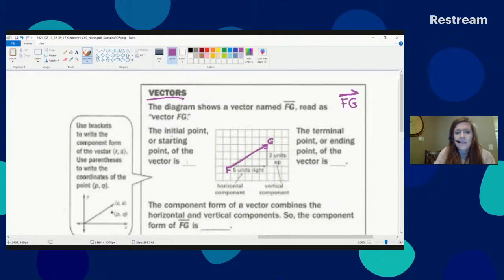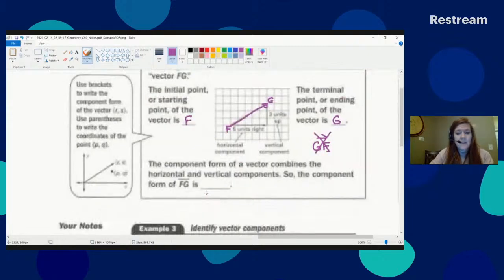So you'll see here it says the initial point, or the starting point of the vector, is F, and the terminal point, or the ending point, is G. So it starts at F and goes to G because that's the way the arrow is pointing. The point of writing those in is that you could not name this vector GF. That's a no-no, because it's not starting at G and going to F, it's starting at F and going to G. Just like a ray, you have to always start at the initial point and go toward the arrow. So that's pretty straightforward. Okay, so that's one way that we can name a vector on a plane.